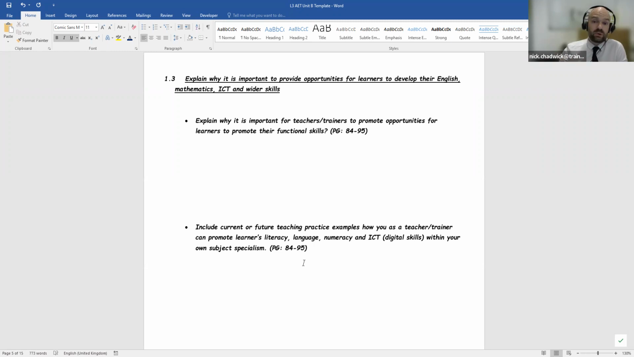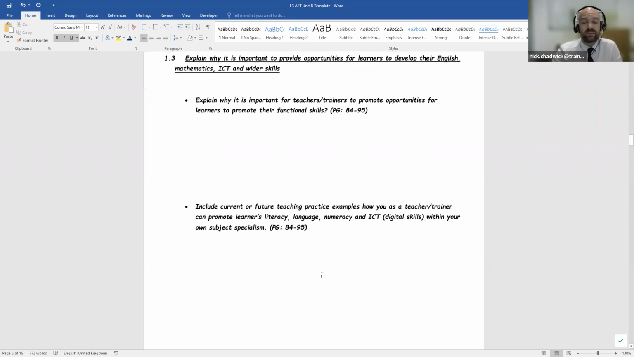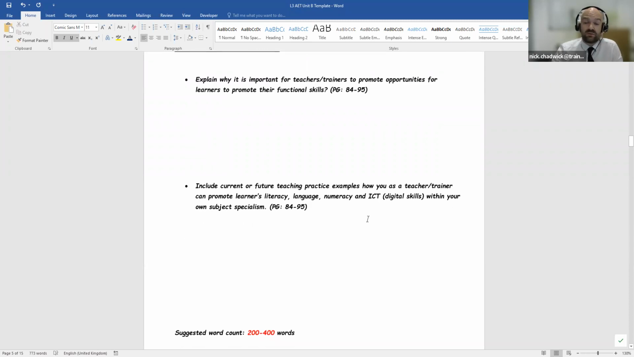So for example, we deliver first aid courses here at TrainAid. On our first aid courses, we give out learners a first aid handbook, which they can read throughout their day, and that is going to promote their literacy skills as well. So you might do the same using, for example, Kahoot, Socrative, mobile phones within the lessons, which is going to promote their digital skills as well.